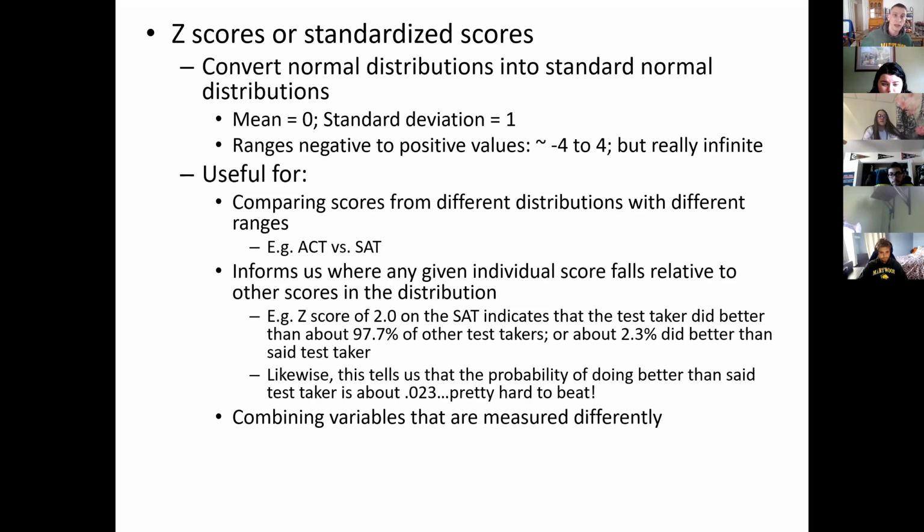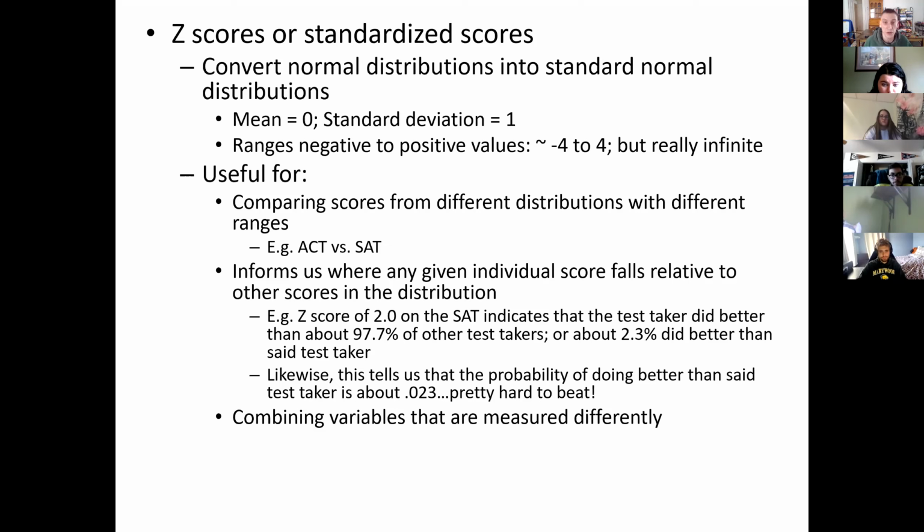Another really good reason to bother with converting your raw scores, whatever has been recorded in your survey, into these standardized or z-scores is because you might want to combine values from variables that were measured differently, that is, they have different ranges, all into the same global index or scale. Like, for instance, what we did for the violent index, where we converted all of those into dummy variables. We really didn't have to do that, actually, because they were all measured the same way. They were all measured 0, 1, 2, and then the rest were missing values.